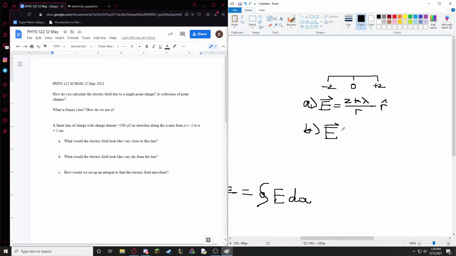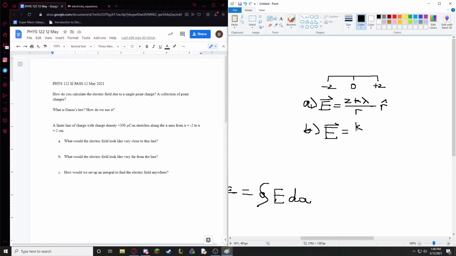Point charge. And what would the charge of our point charge be? kQ over r squared. And what would Q be? It would just be whatever the... Well, you would have to multiply. Oh wait, no, you wouldn't have to. It would just be 300 microcoulombs. That's our charge density, 300 microcoulombs per meter. That's lambda.